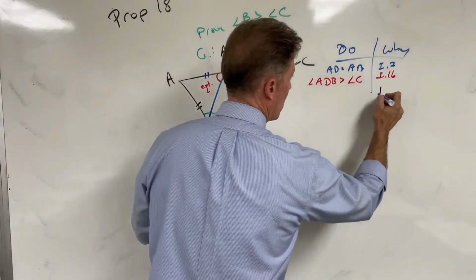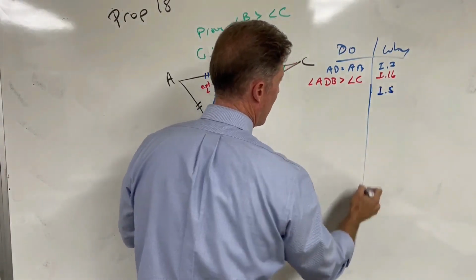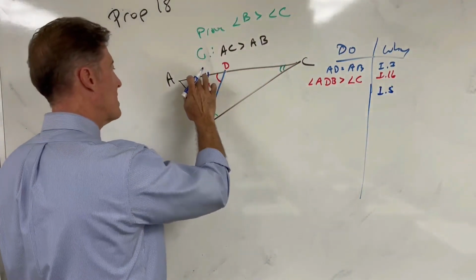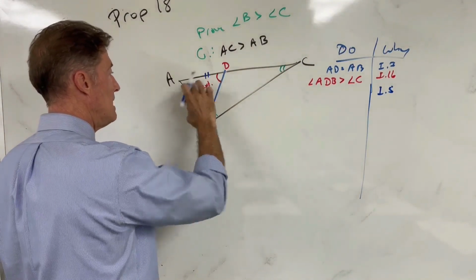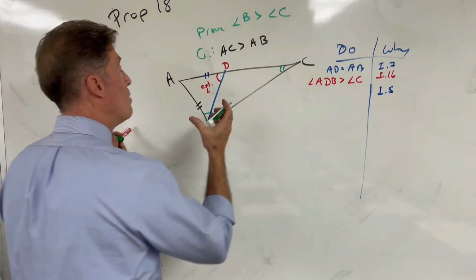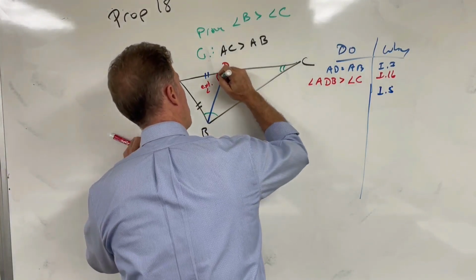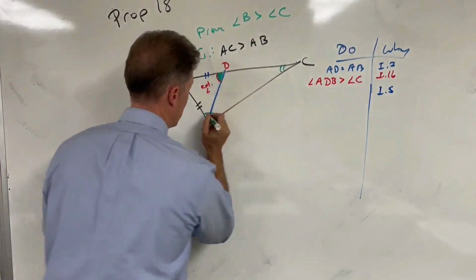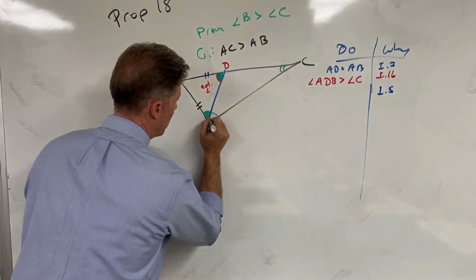Now we can also use prop 5, and prop 5 tells us that when we have an isosceles triangle, which we do because AD is equal to AB, then the base angles are equal. And so let me color block the base angles here in green. This base angle is equal to this base angle.